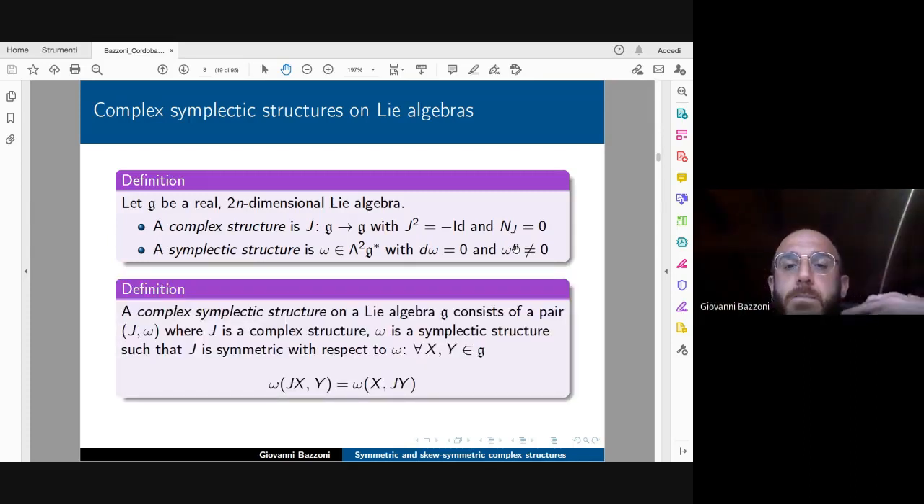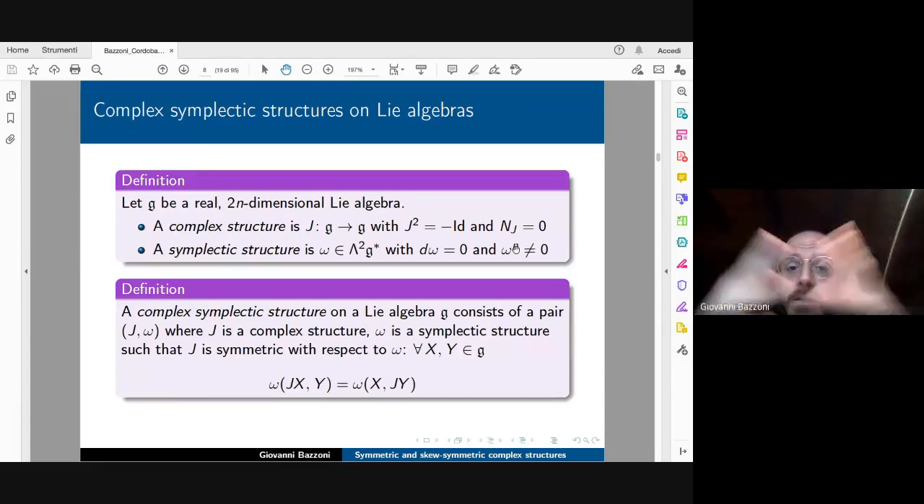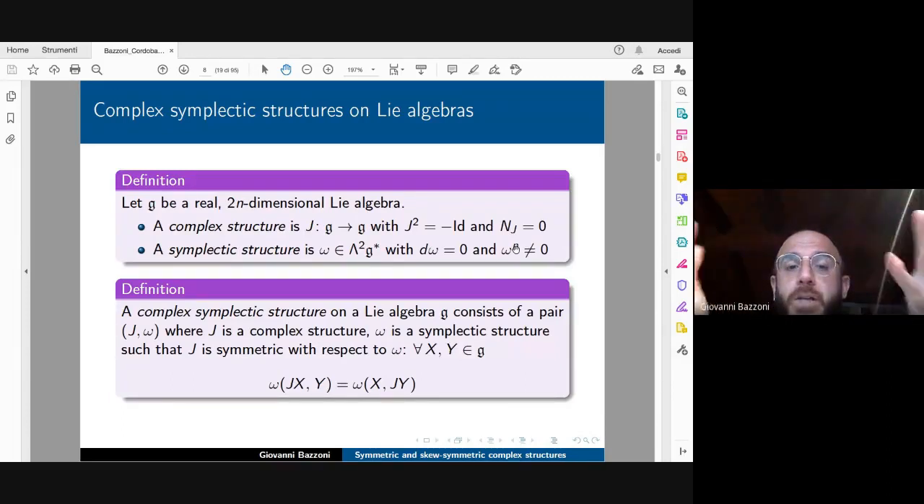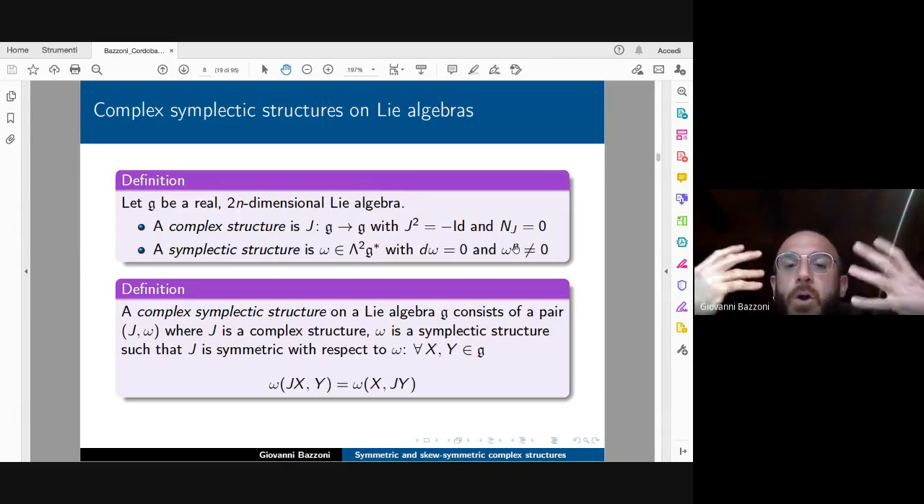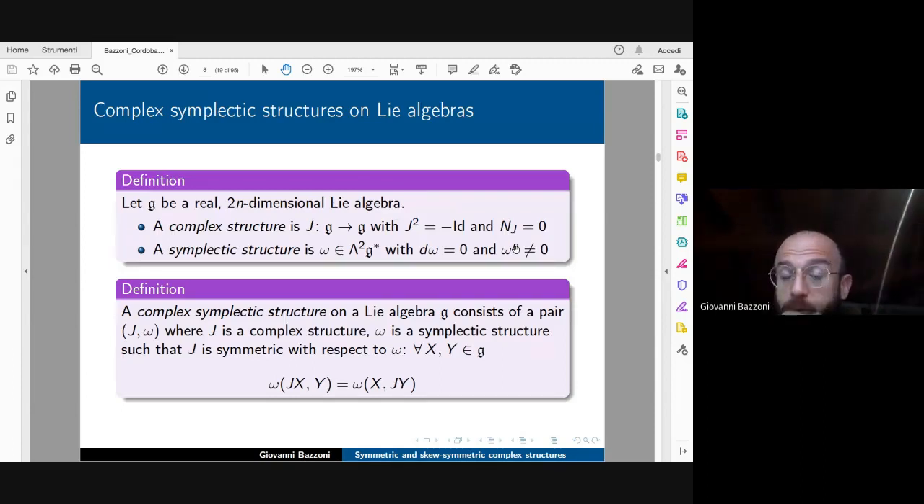By mimicking what we did for manifolds, we define a complex symplectic structure on a Lie algebra g as a pair (J, omega), where J is a complex structure, omega is a symplectic structure, and we require J to be symmetric with respect to omega. So whenever you pick vectors X and Y in g, you have omega(JX, Y) equal to omega(X, JY). We think of complex symplectic structures on Lie algebras as complex structures which are symmetric with respect to omega.